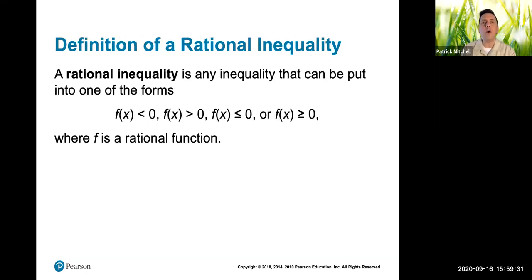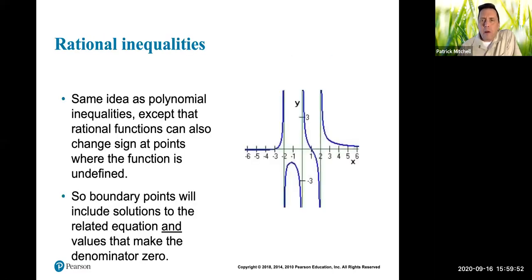A rational inequality is any inequality that can be put into one of these forms where f is a rational function. So remember, we just talked about rational functions in the last section. A rational function is the quotient of 2 polynomials. Okay, so again, I wanted you to understand why this works the way it works.